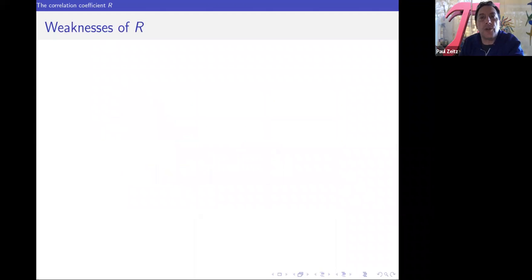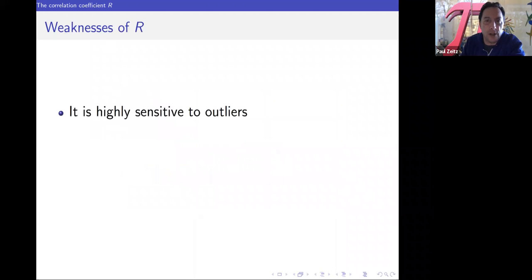And we're going to switch to a different screen picture in just a moment. But with the way it's computed, R is very sensitive to outliers. In other words, to data points that are far away from average behavior. And not only that, if you have a data point that's an error, that can really mess up your R. And data points that are errors are quite common.